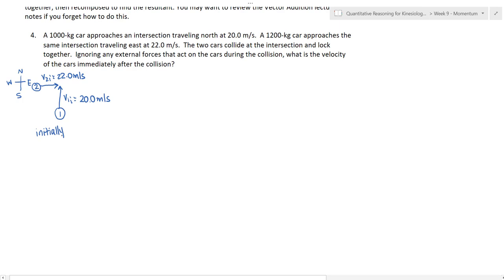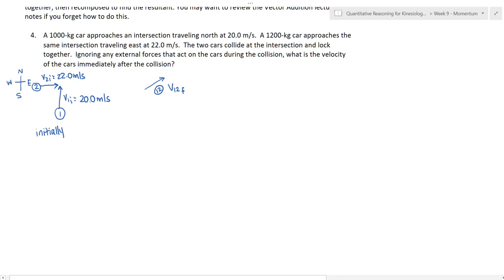And at the end, what's going to happen? They're going to crash into each other and they're going to move somewhere in this direction. So this is like 1 and 2 stuck together. They're moving together in some direction. So once they've collided, they're going to keep moving, but it's going to be at some angle. What is the velocity of the cars immediately after the collision? So we're looking for V12, the velocity of both of them stuck together, final.